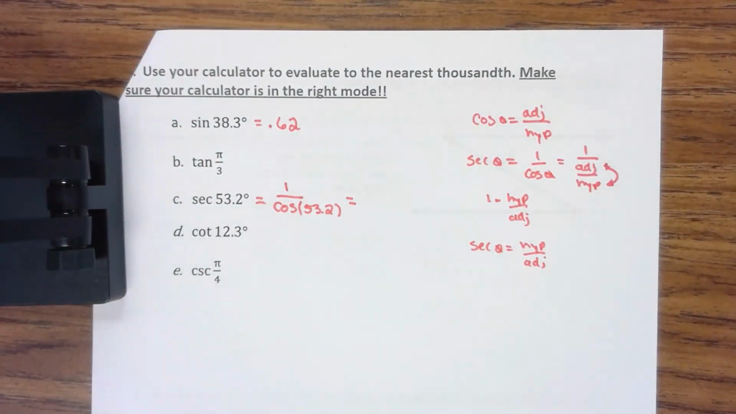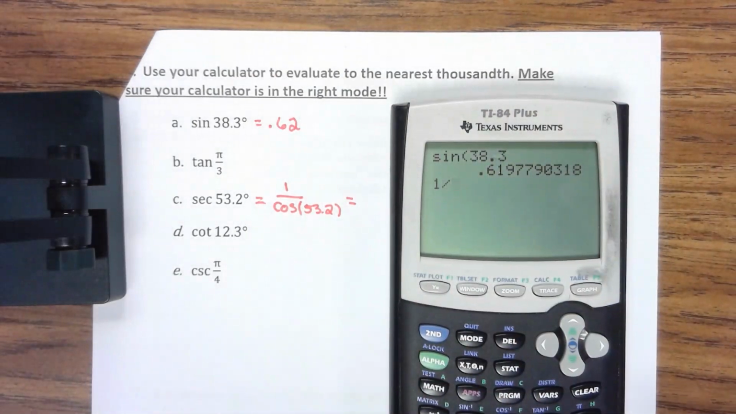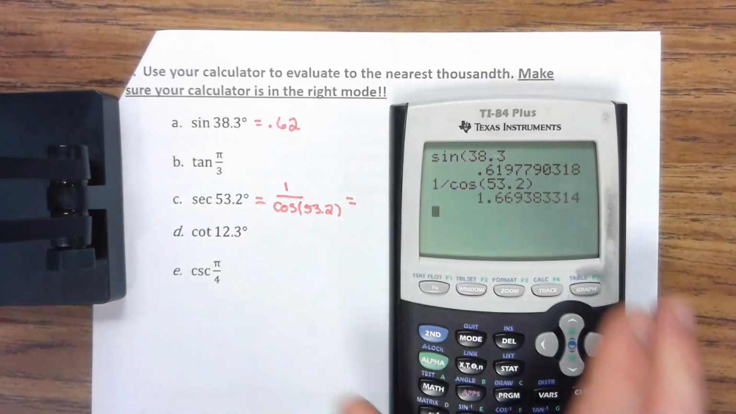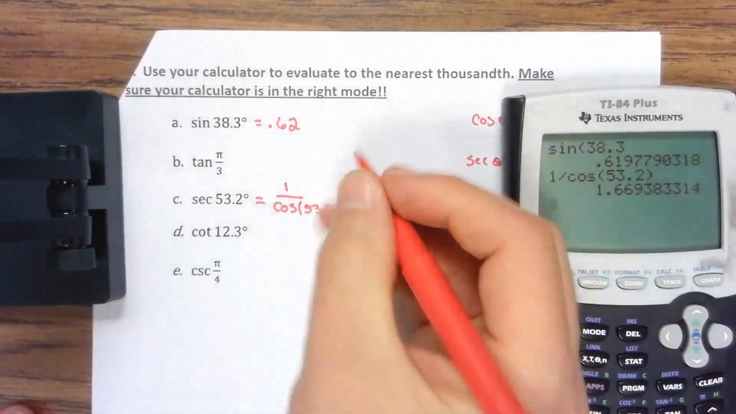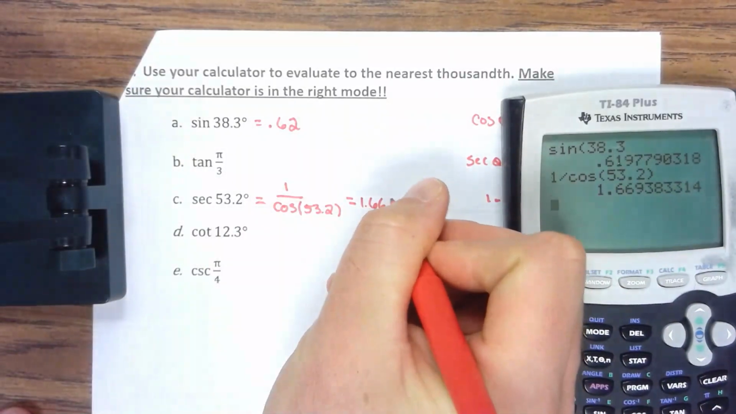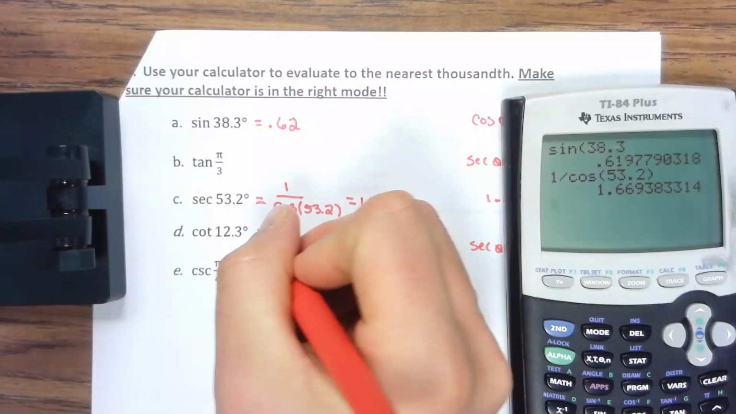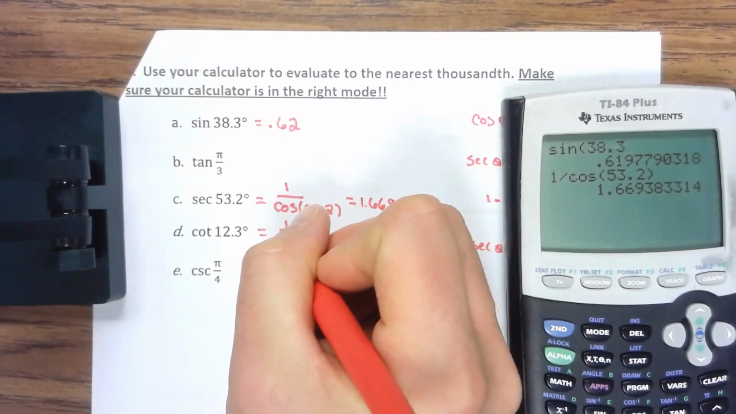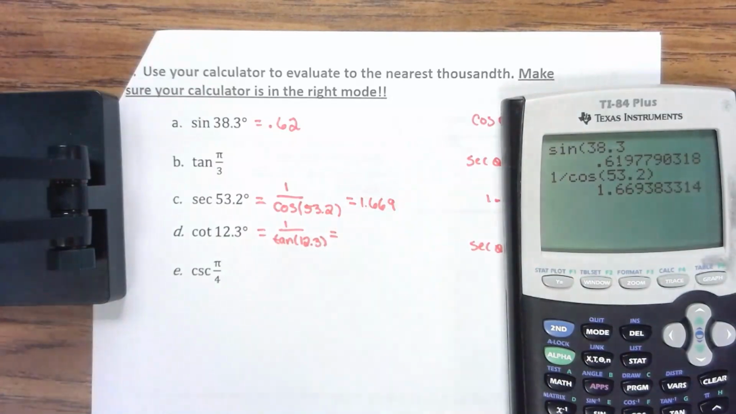Everyone following with me there? Okay, awesome. So in the calculator, I'm going to go 1 divided by cosine of 53.2 degrees. To the nearest thousandth, that'd be 1.669. Cotangent, we're going to do 1 over tangent of 12.3. So 1 over tangent.